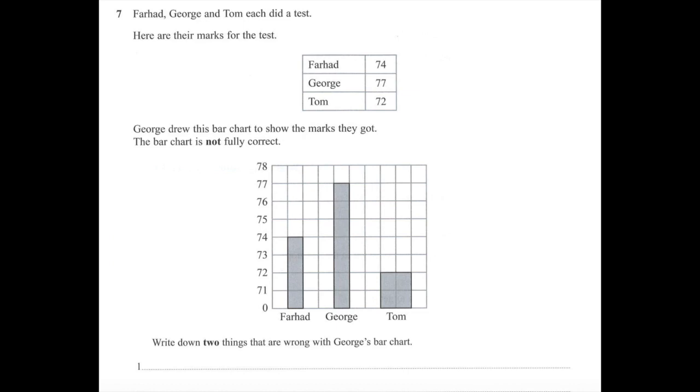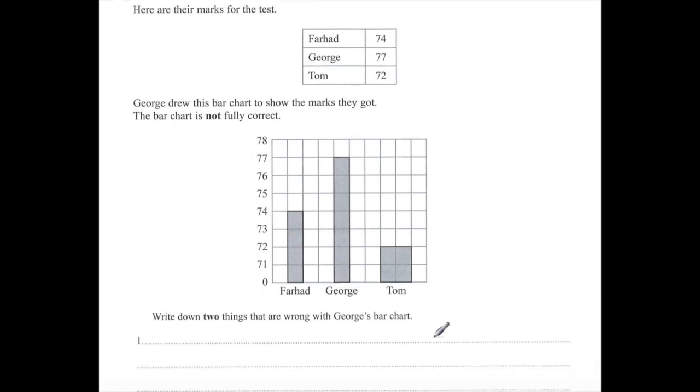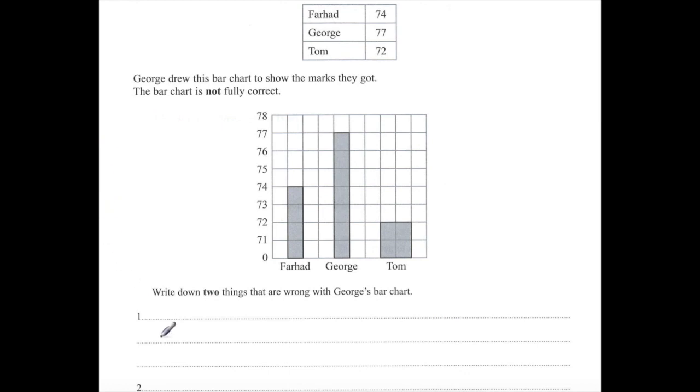The first mistake you should notice about this bar chart is that the widths of the bars are completely different. The width of Tom's bar is different from George and Fahad when it should be the same. So, width of bar is different.